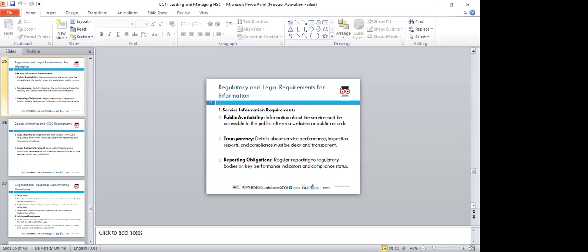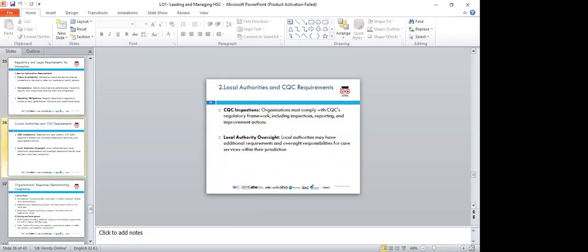Reporting obligations: regular reporting to regulatory bodies on key performance indicators and compliance status. Of course, you need to make sure that you are compliant with CQC: regular reporting, documentation, and the filing of documents. You need to comply every now and then. CQC inspections: organizations must comply with the CQC regulatory framework, including inspections, reporting, and improvement actions. Very, very important. You have to comply.